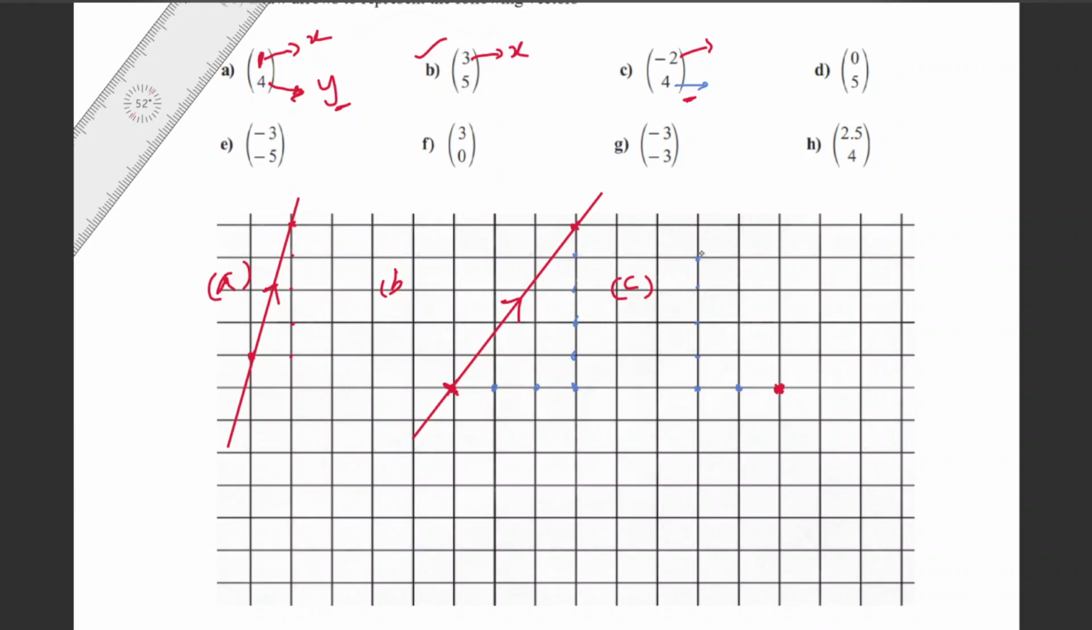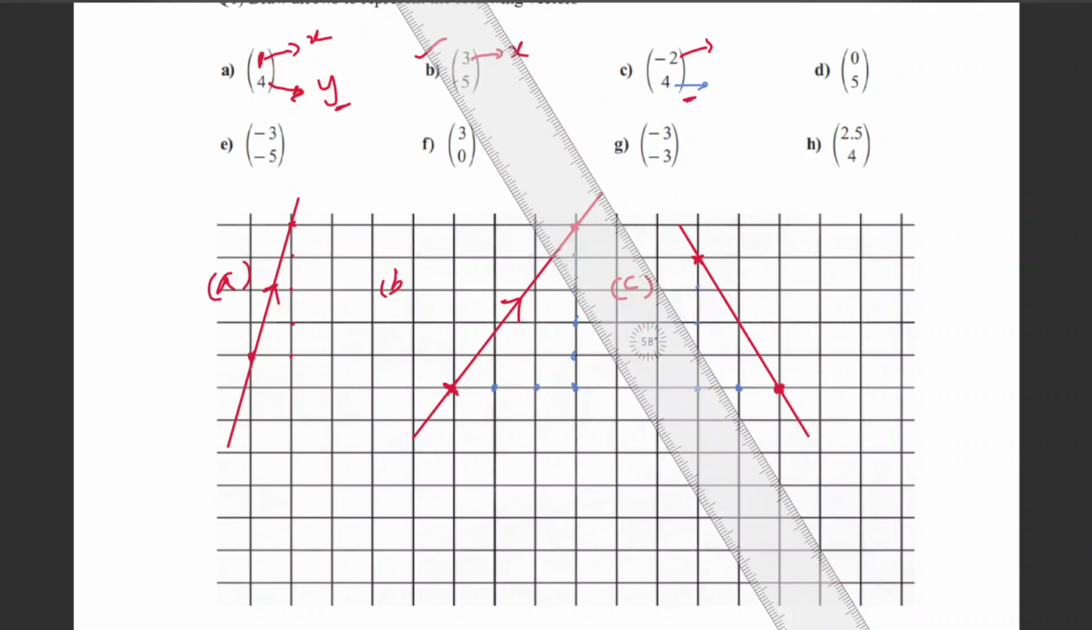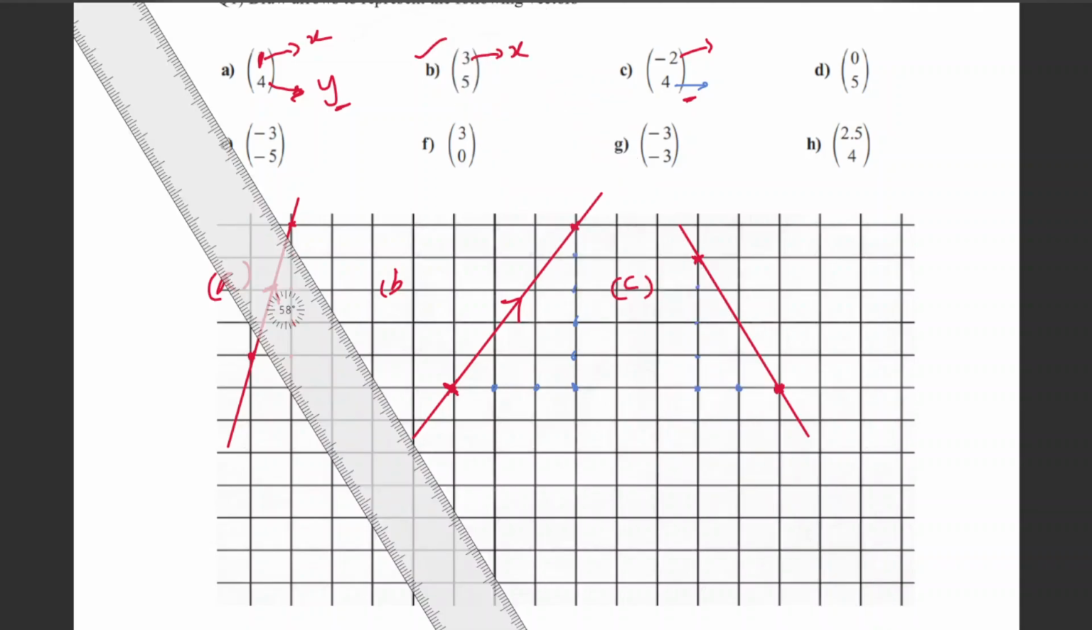So the line that I will draw will show the vector (-2, 4). I started my journey from here and I reached like this. So I will take this direction upward. Hope this is clear.